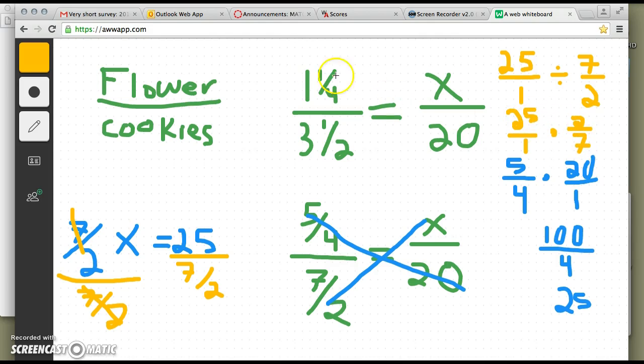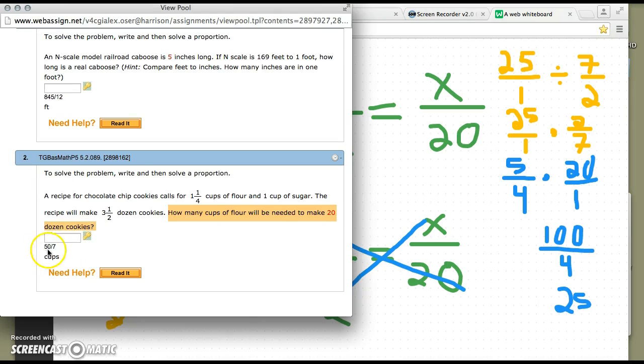25 times 2. Sorry, it's a little bit messy, guys. I'm going to put our answer up here. Running out of time. 25 times 2 is 50. And in the denominator, 7 times 1 is 7. So 50/7 should be our answer. 50 over 7 cups.